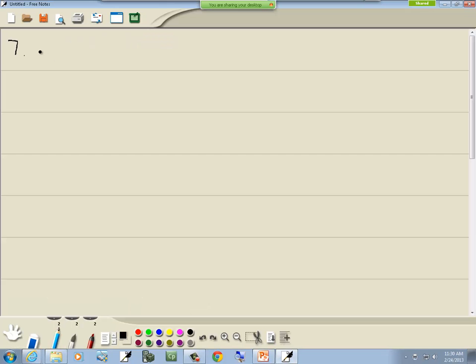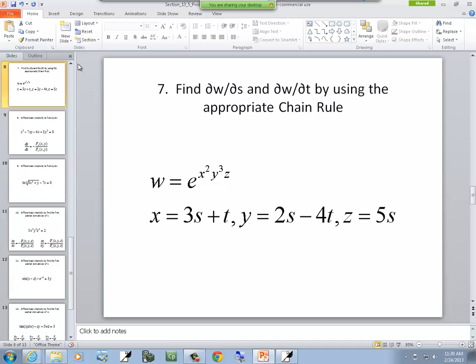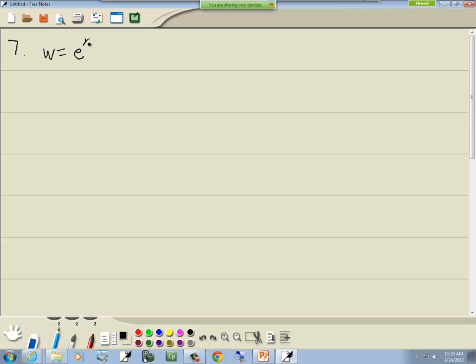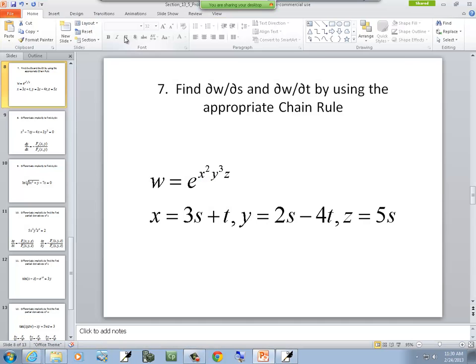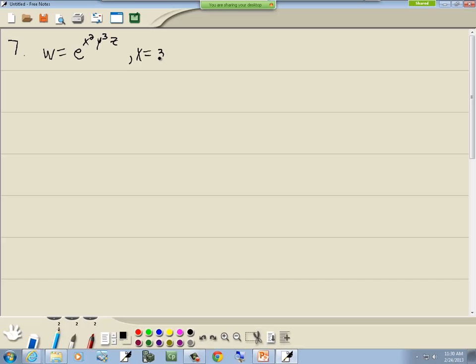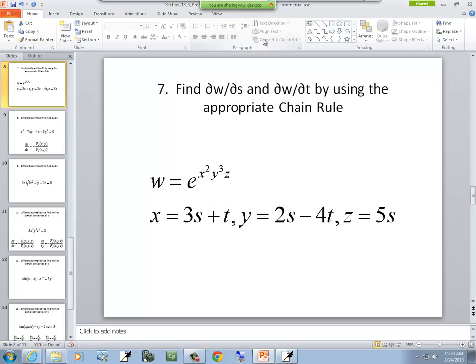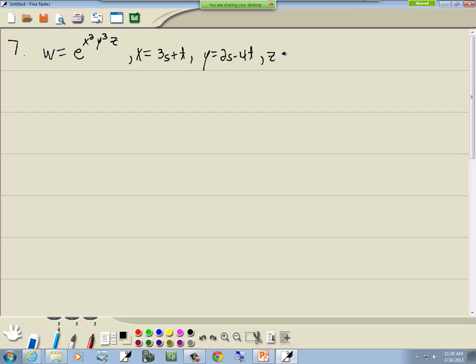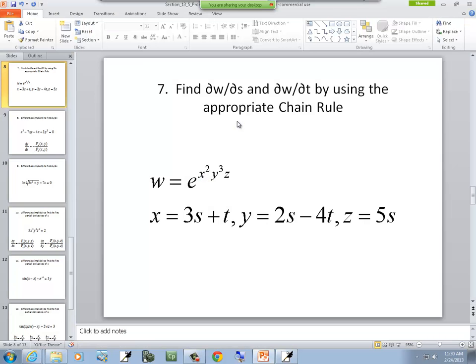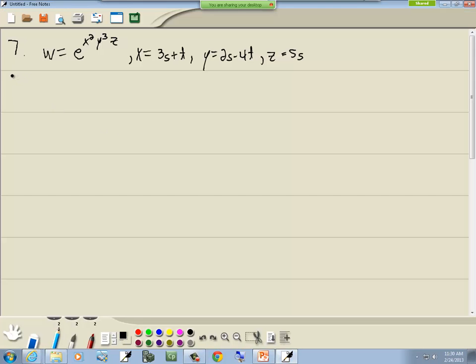So we got w is equal to e to the x squared y to the third z. And we got x is equal to 3s plus t, and y is equal to 2s minus 4t, and z is equal to 5s. And we'll find a partial of w with respect to s.